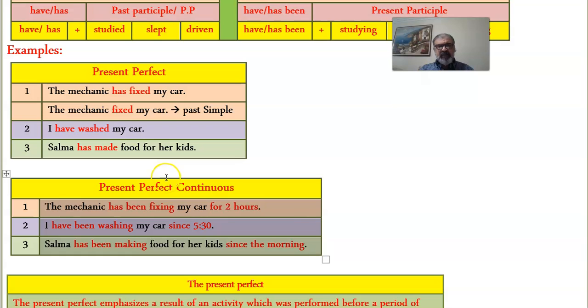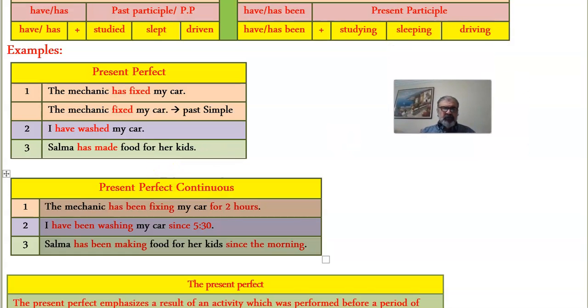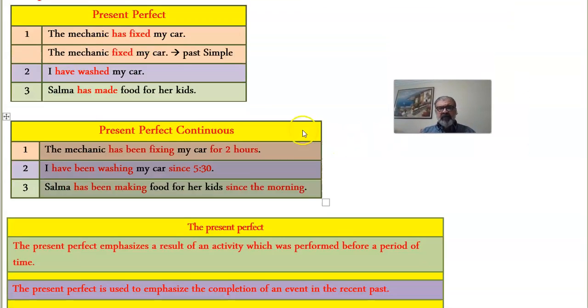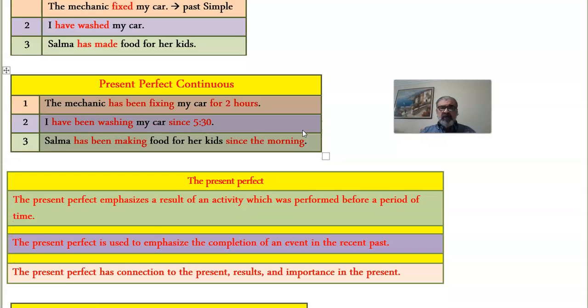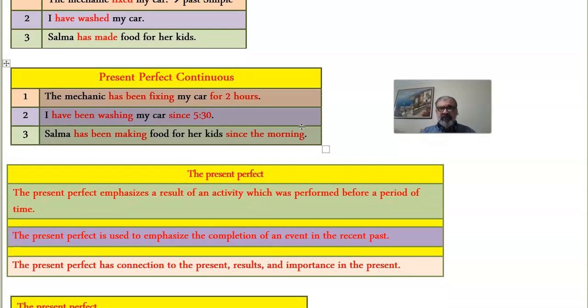Okay, now how can I understand the differences between the two tenses? Actually, we should depend on the function. The function with regard to tenses is the most important and the most critical point for understanding English tenses. So if you don't depend on functions, you are going to depend on translation, which in many cases doesn't help.